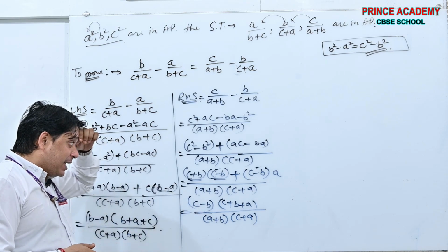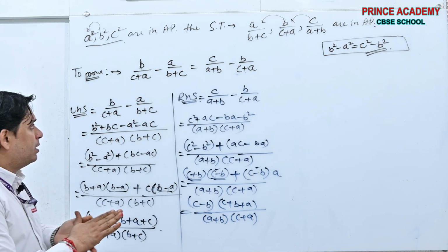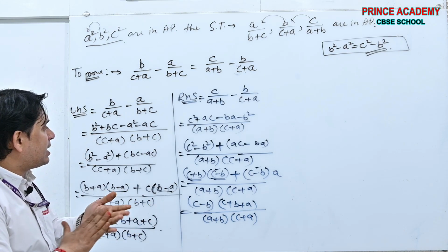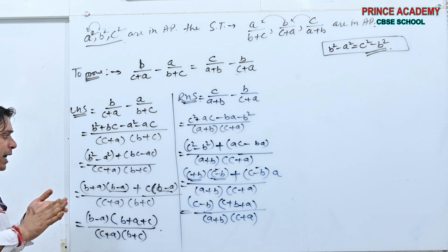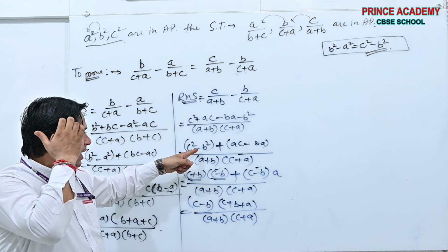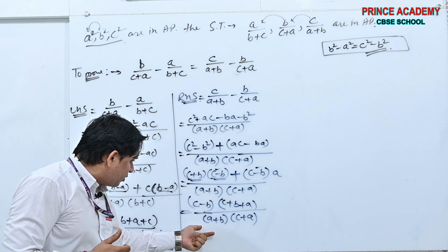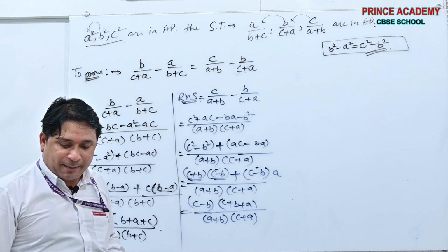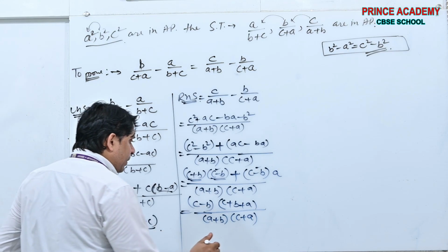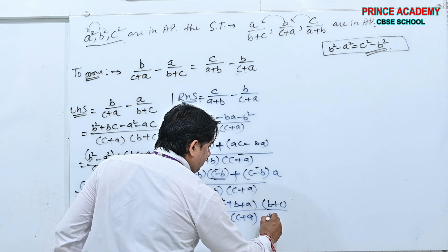C minus B is giving me an idea. Why? If I use the value here, it was too difficult to make it like this. That's why I firstly solve this like this. Now see what I am doing. I am multiplying and dividing by B plus C.